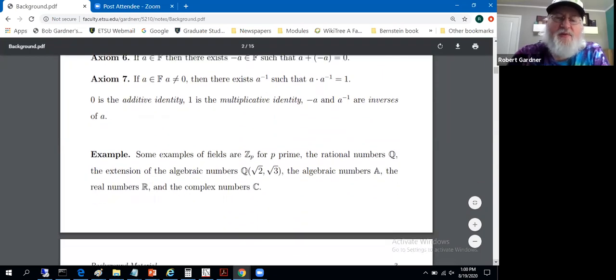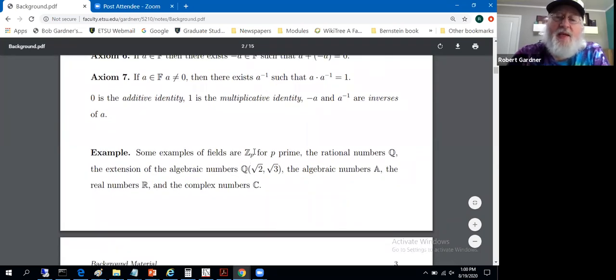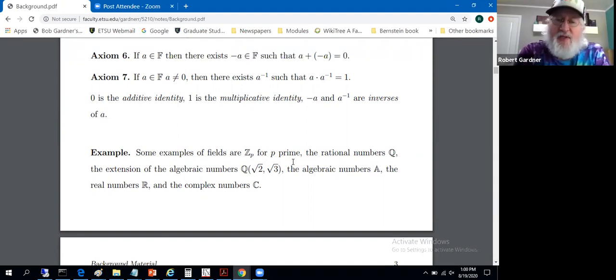Some examples of fields are Z sub p, integers mod p, where p is prime. That's not the only example of finite fields, but these form finite fields. Do the arithmetic the usual way, reducing modulo p. The rational numbers form a field. The algebraic numbers form a field. The rational numbers extended algebraically, extension fields. Rational numbers extended by the square root of 2 and the square root of 3, say, form a field as well.